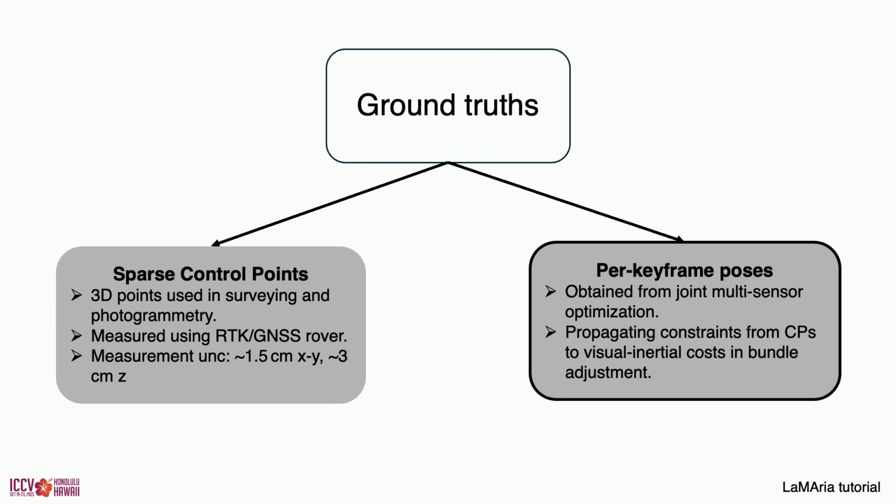The second type of ground truth that we provide is our per-keyframe poses. These are obtained from our joint multi-sensor optimization, which was described in the previous hour. And just to briefly recap how this was done, it's done by propagating the constraints of the control points as position priors into the bundle adjustment, which also has visual inertial costs.